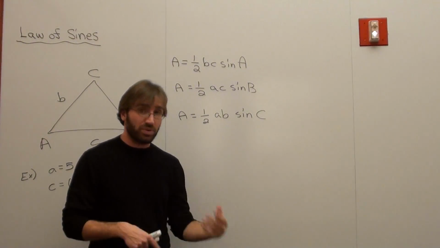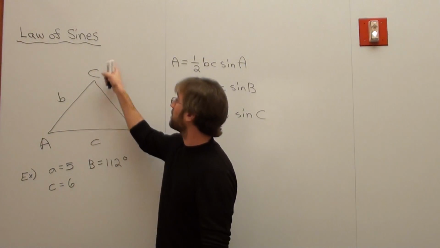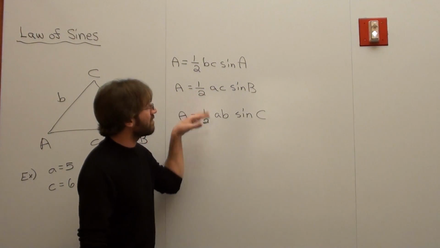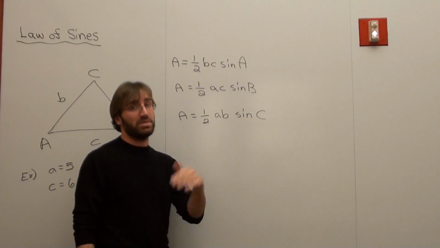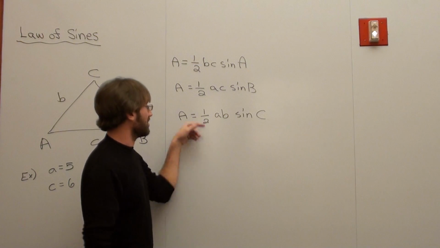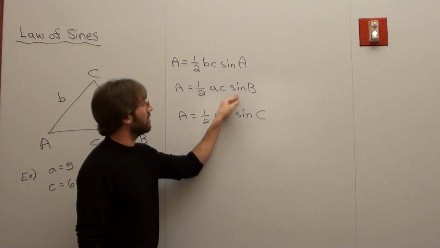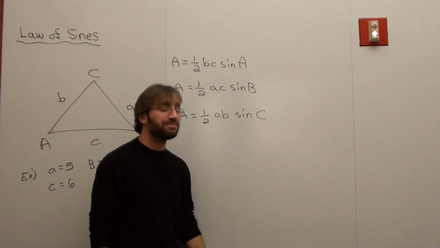And if you want to prove or derive the law of sines, which I already taught, you'd set them equal and then divide by 1/2 ABC. Basically the 1/2 cancels and then these cancel, and you're left with sine A over A, sine B over B, sine C over C. Really quite cool.